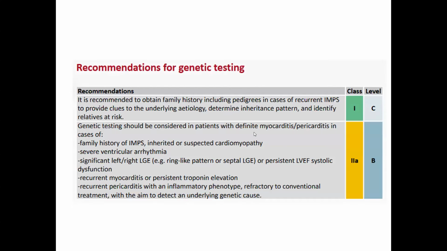As I told you before, the subject of genetic testing is something new. It's class 1 now. It's recommended to obtain family history including pedigrees in cases of recurrent inflammatory myopericarditis syndrome to provide clues to underlying etiology, determine inheritance pattern, and identify relative risk. We are more aware of this in myocarditis, because we know myocarditis can be a precursor for cardiomyopathy, so many cardiomyopathies.